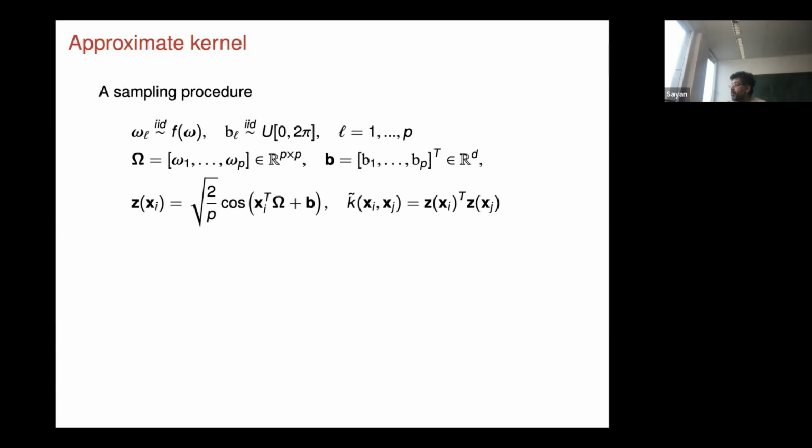Initially, this idea came from Rahimi and Recht, and their motivation was to make kernel methods a lot faster and scale to large data sets. In the modern neural network literature, you'll also see this.